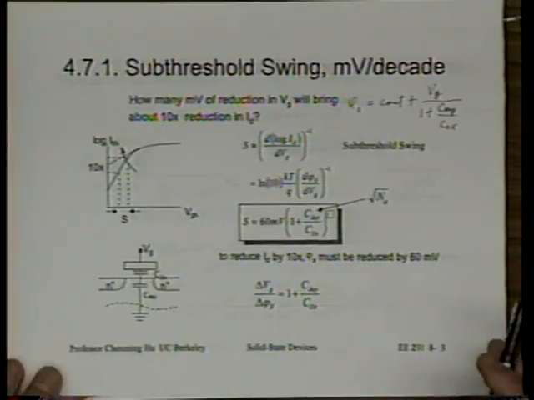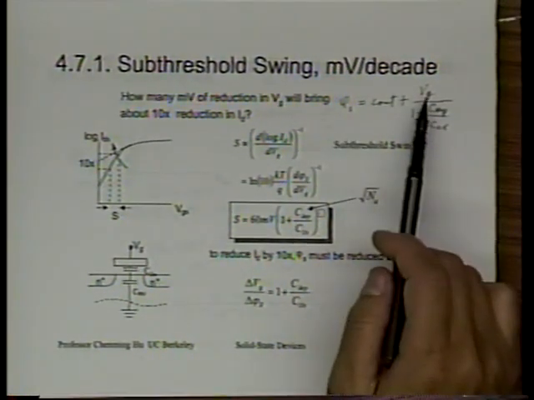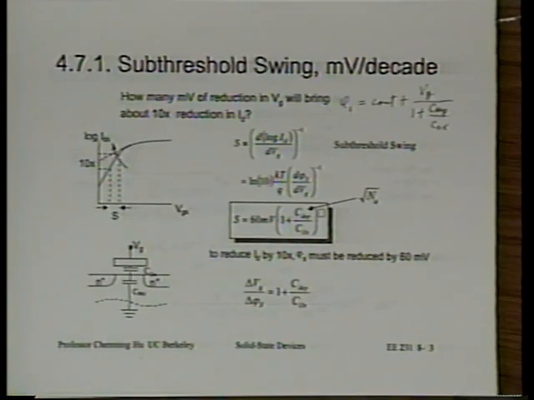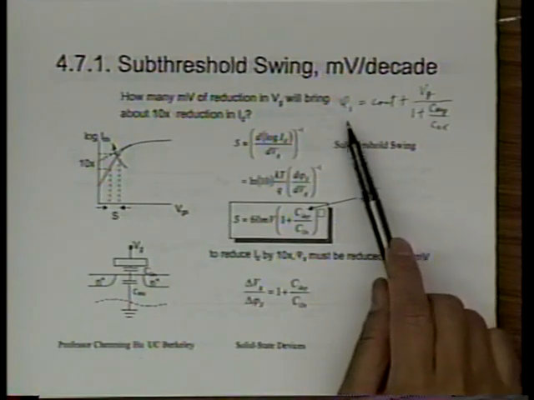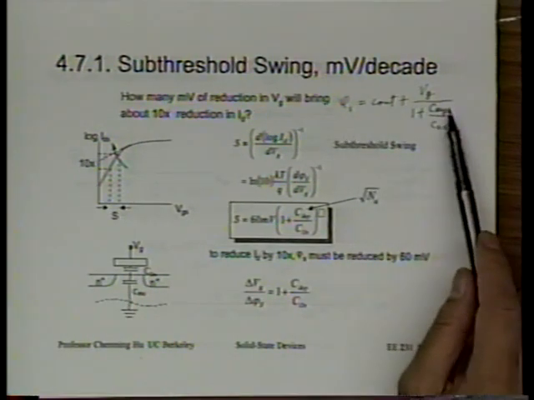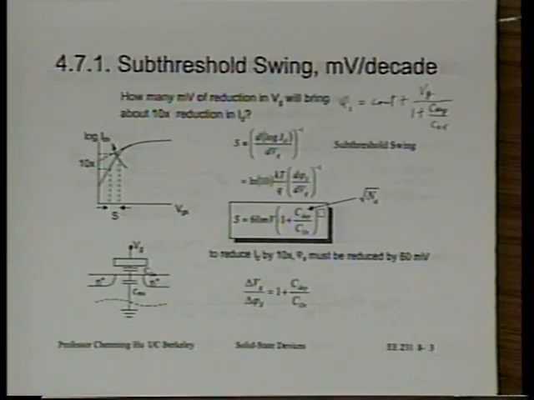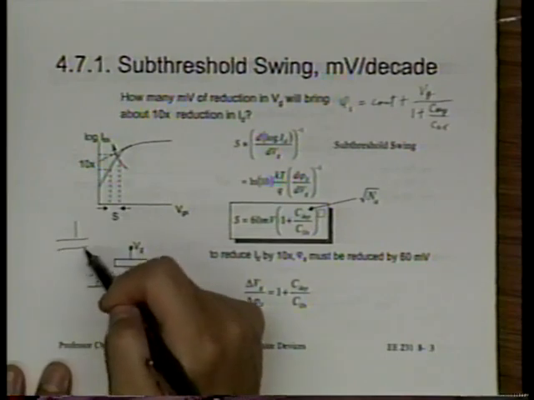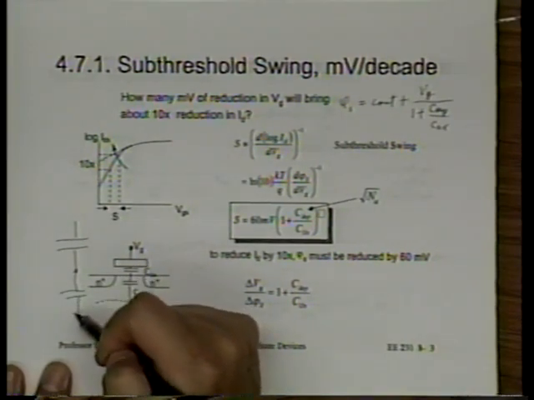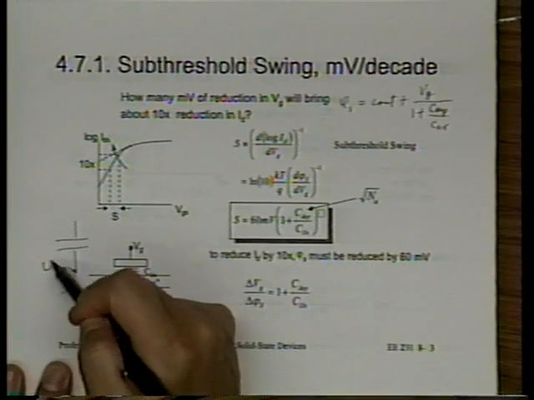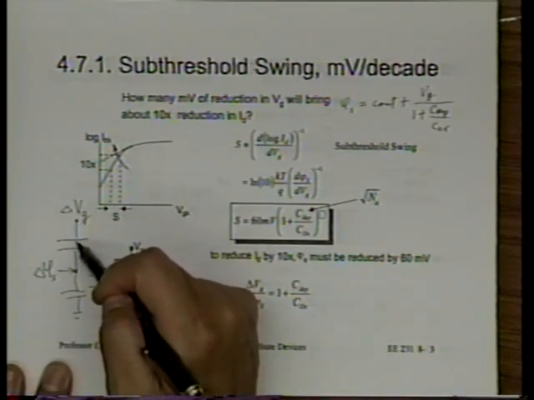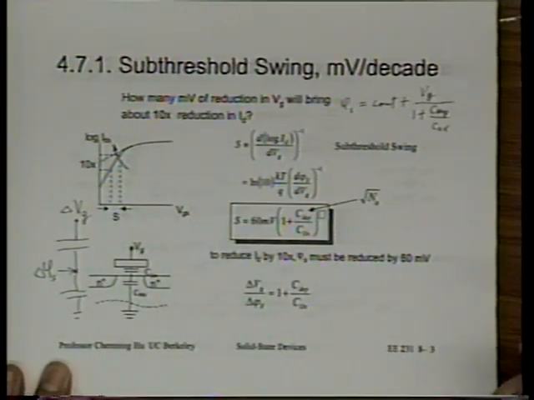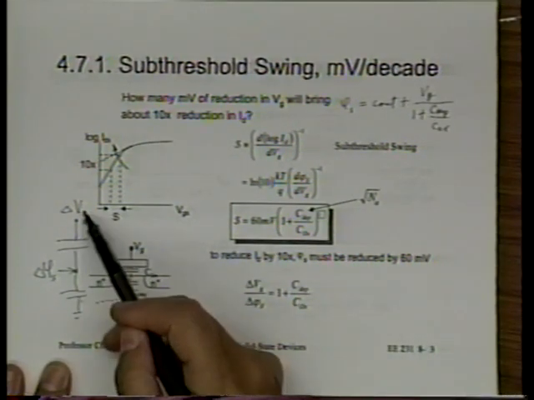In other words, if we plot phi s as a function of Vg, we get a slope that's smaller than 1. For 1 volt change in Vg, we don't get 1 volt change in phi s. We get a fraction of a volt change in phi s, and that fraction is 1 over 1 plus C depletion over Cox. It's because the voltage Vg is divided between two capacitors to give us phi s. This is delta phi s, this is delta Vg. If we apply delta Vg, only a portion of that shows up as delta phi s because we have two capacitors that divide this delta Vg.